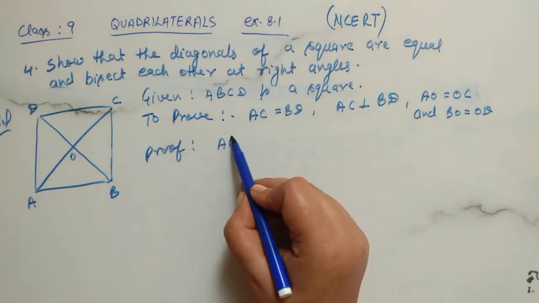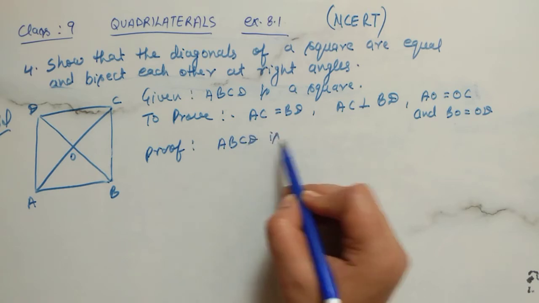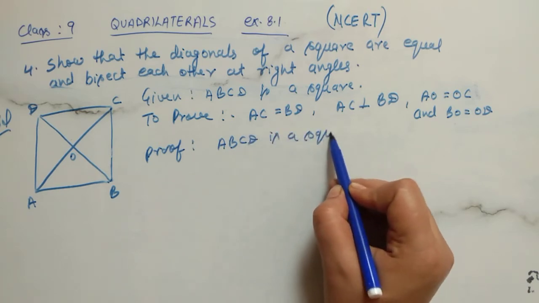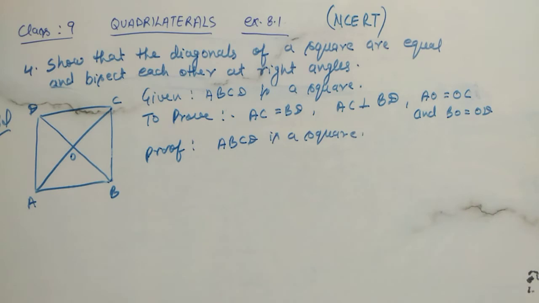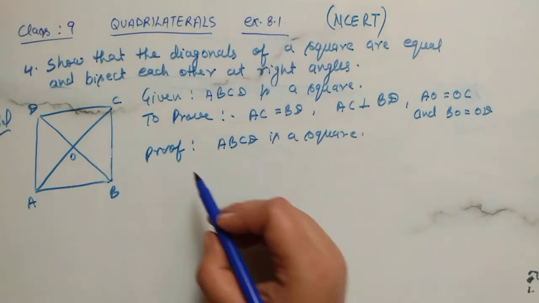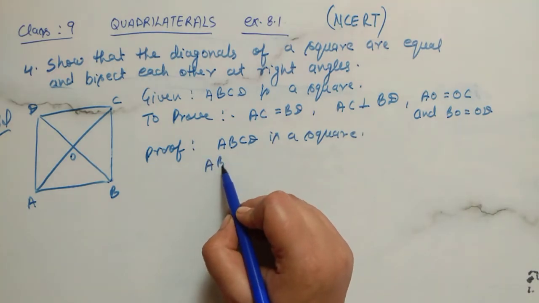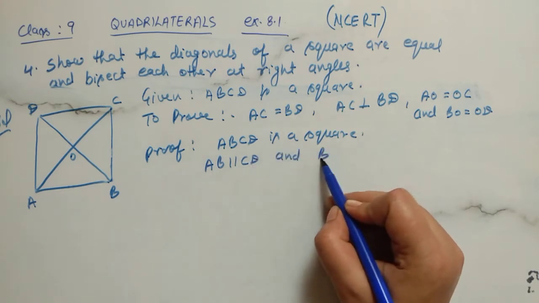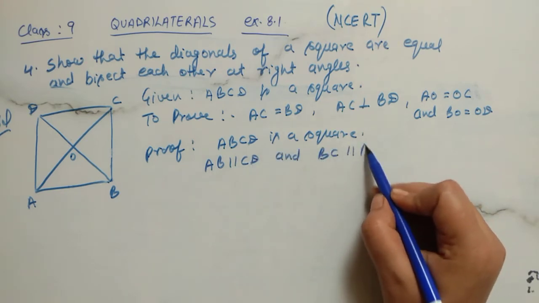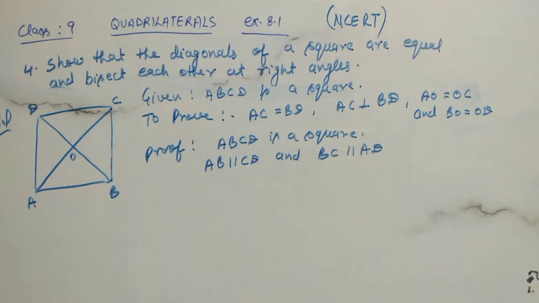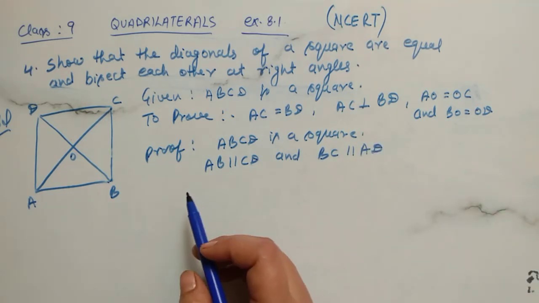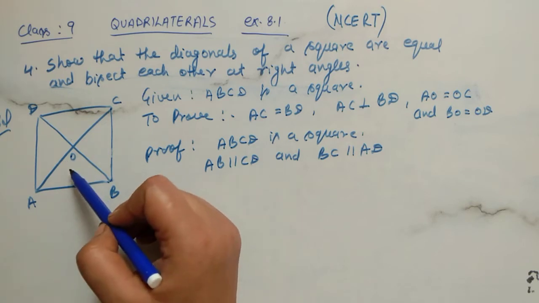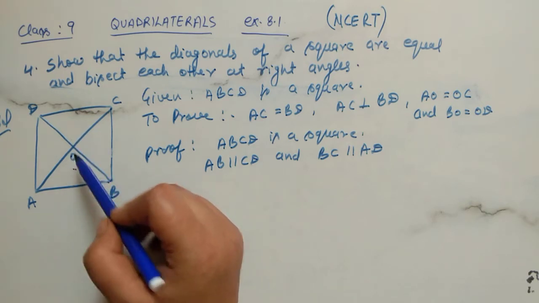What is given to us? That ABCD is a square. Now see, if ABCD is a square, then opposite sides are parallel. So we know that AB is parallel to CD and BC is parallel to AD. Okay. So now first of all, we need two triangles to compare.